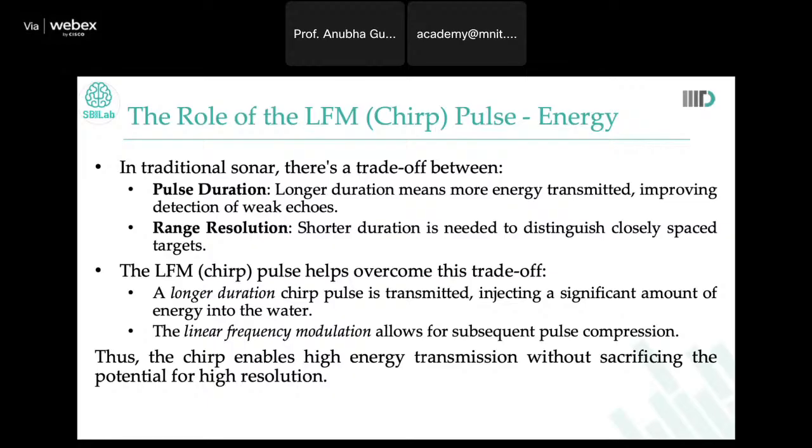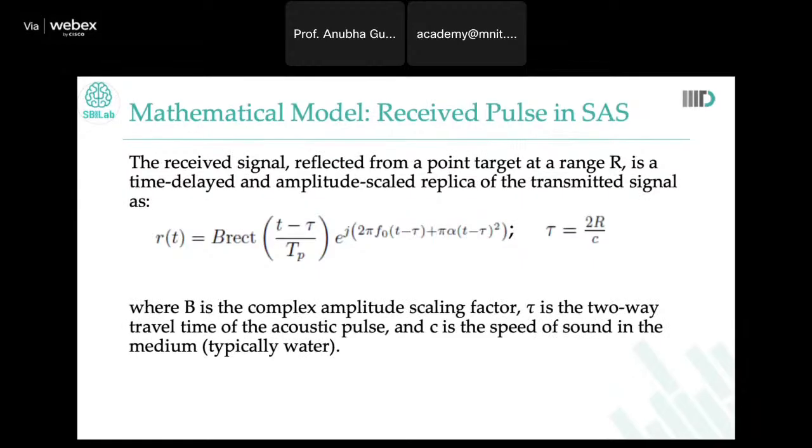How? A longer duration chirp pulse is now transmitted, injecting a significant amount of energy into the water. At the same time, because of this linearly frequency modulated pulse, it actually leads to pulse compression, and we'll understand this concept in the coming slides. Thus, the chirp enables high energy transmission without sacrificing the potential for high resolution. So let's look at it mathematically.